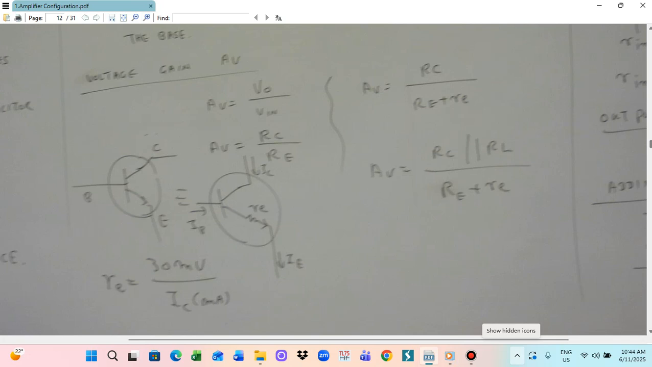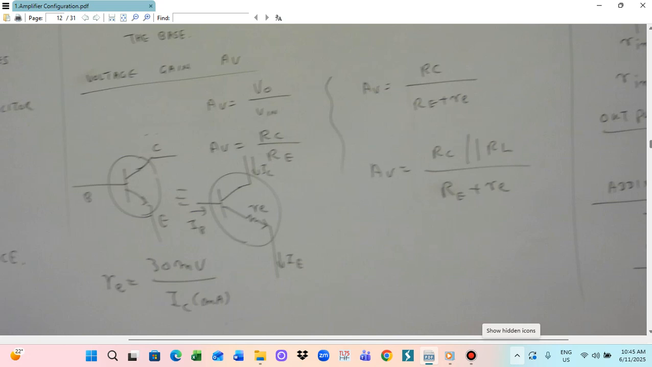Similarly, AV can also be calculated with an alternative formula, RC by RE. So voltage gain AV is VO by VIN or RC by RE. And also the emitter resistor re can be calculated. If you draw this amplifier, this is for the B, C, and E. In the real diagram, the emitter has a little resistance, small re.